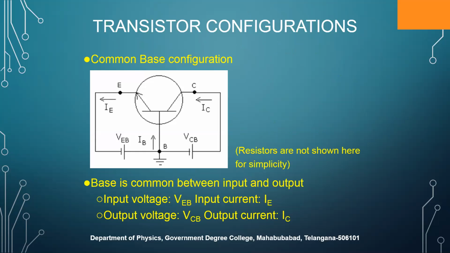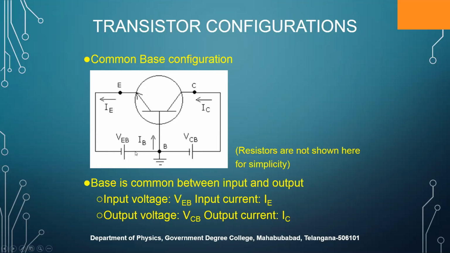Now let us discuss common base configuration, shown below. Here we are not showing any resistors, just for understanding purposes. This is the base, this is the emitter, and this is the collector. So base is common between input and output. This is the input circuit, this is the output circuit. Base is common between both of them.